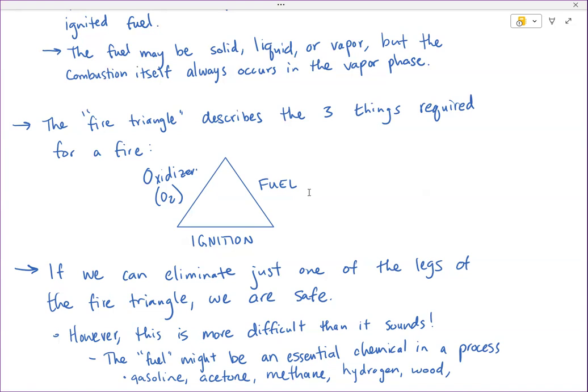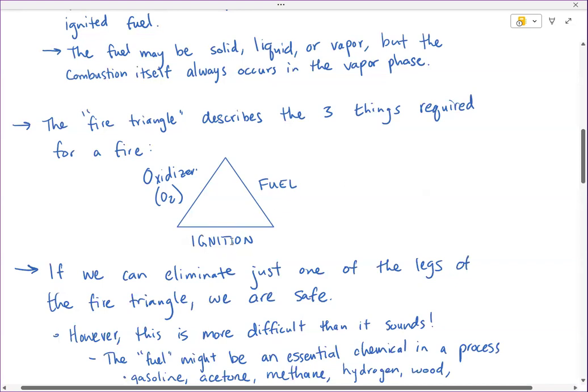But this is much more difficult than it sounds. So what I just said, removing the fuel. Well, how are you going to remove a fuel from the chemical process, right? Maybe your chemical process is producing the fuel itself, and therefore removing the fuel totally removes the need for a process at all. Or the fuel may be an integral chemical to your process. So although that sounds appetizing, you can never just remove the fuel from your process.